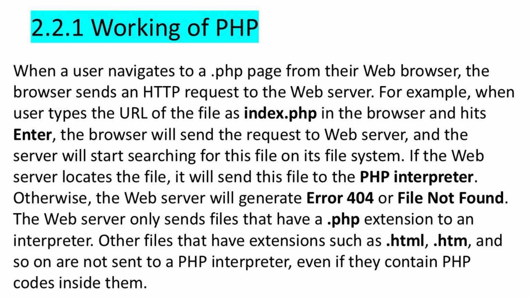So in short, one, you type a PHP page address in your browser. Two, the browser sends a request to the server. Three, the server finds the file and sends it to the PHP interpreter. Four, the interpreter runs the PHP code and sends back HTML to the browser. This is how PHP creates dynamic, database-connected, and interactive web pages every time you visit a site.